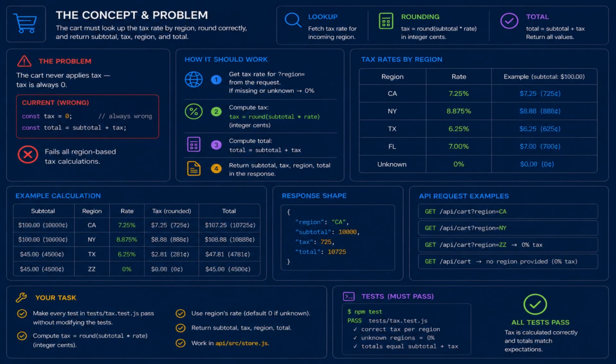The architecture requirements for this fix are straightforward but demand strict mathematical accuracy. Dynamic lookup. We need to fetch the tax rate for the incoming region query parameter. Proper rounding. The tax must be calculated as subtotal multiplied by rate, wrapped in a rounding function to ensure correct integer cents. Standard truncation or flooring will cause financial discrepancy bugs and fail the grading suite. Grand total integration. The final invoice payload must return the subtotal, the specific tax, the region, and a recomputed grand total where total equals subtotal plus tax.